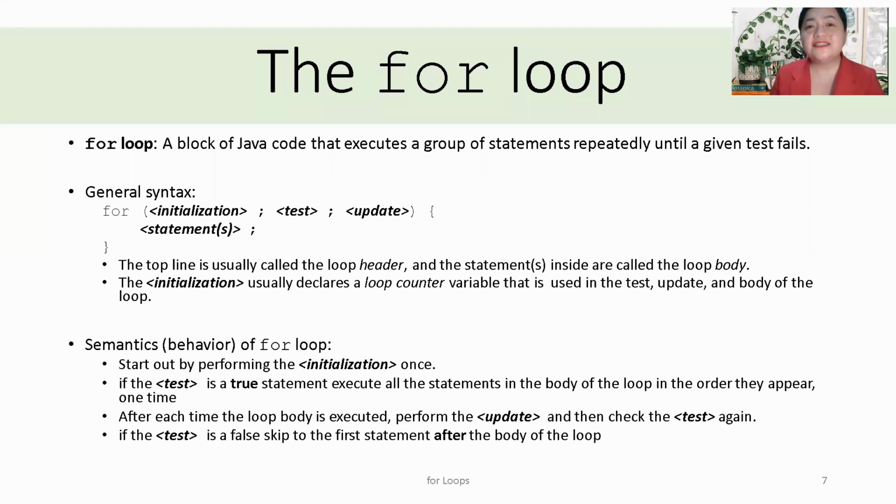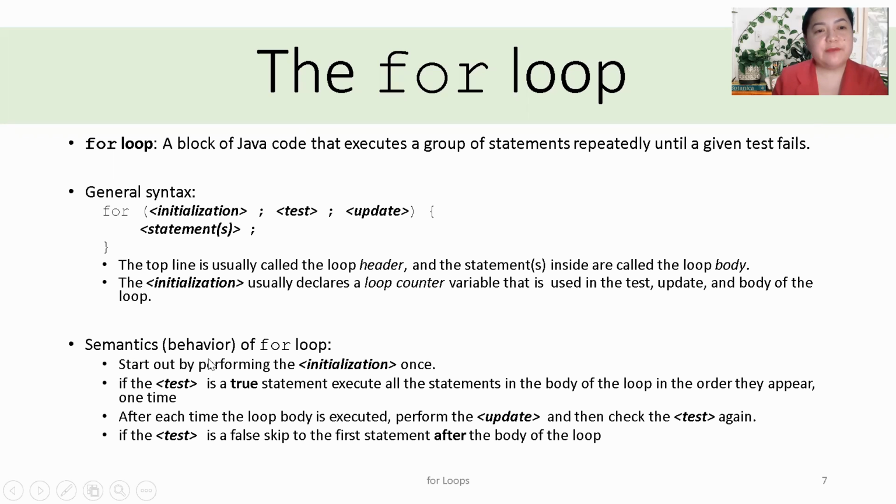So what then is a for loop? Yes, Jose. It's a block of Java code that executes a group of statements repeatedly until a given test fails. The general syntax is the for keyword and then open and close parentheses. You have initialization, test, update, and then statement. But how does it work, how does it behave? That explains the semantics.